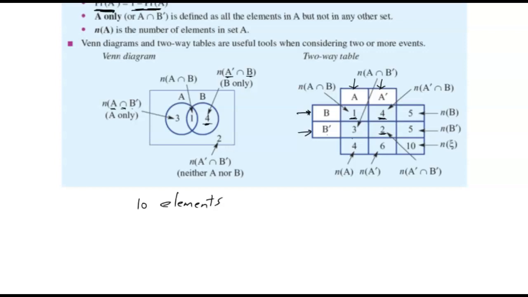Right, that's enough theory there. Let's jump straight into an example where we can actually draw a two-way table and a Venn diagram.